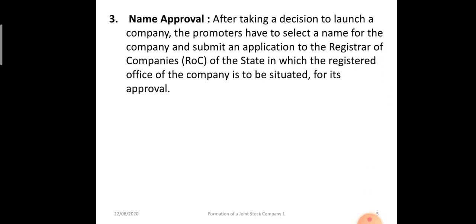Name approval. Once he decides to go ahead with the launching of the company, he has to decide about the name. So the promoters will select a few names, and they will submit an application to the Registrar of Companies of that particular state in which they want their registered office to be situated. I am repeating. For that, they will submit an application to the Registrar of Companies of that state in which they want to locate their registered office.